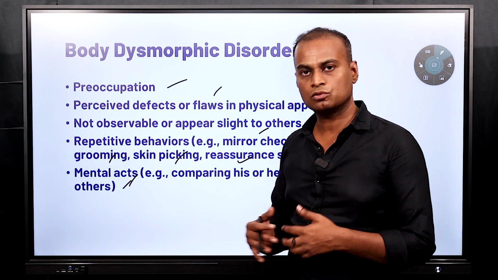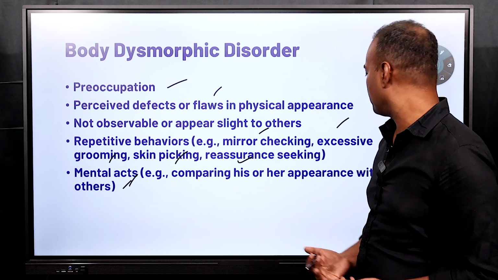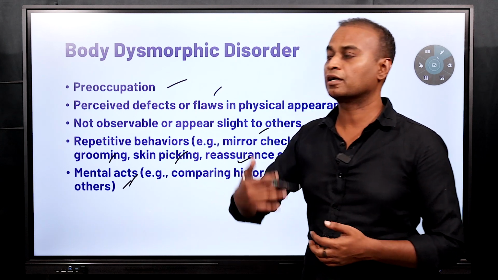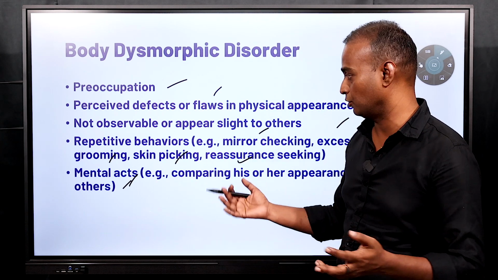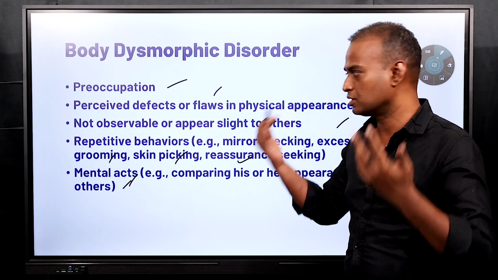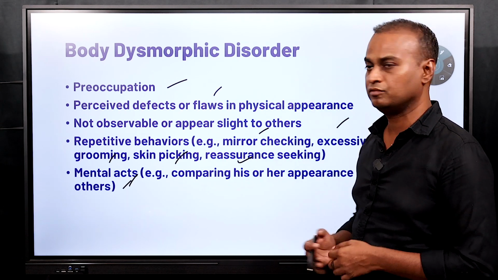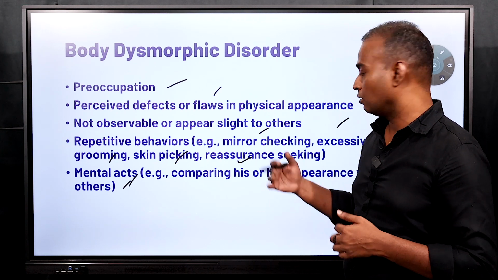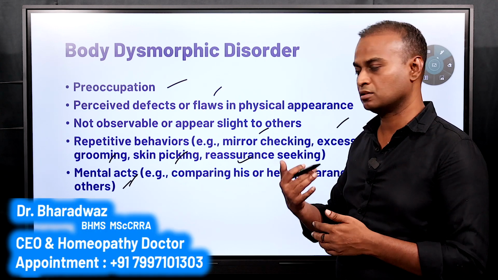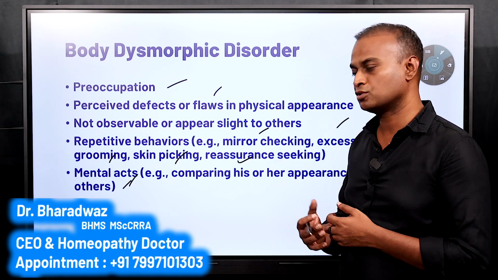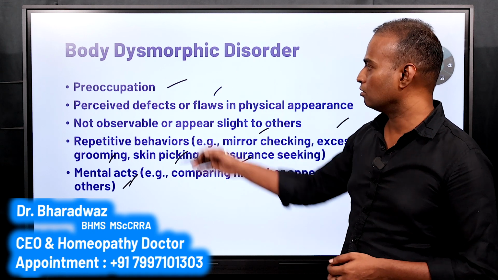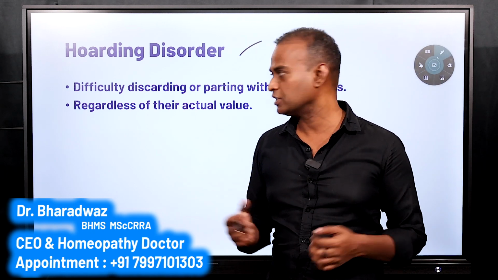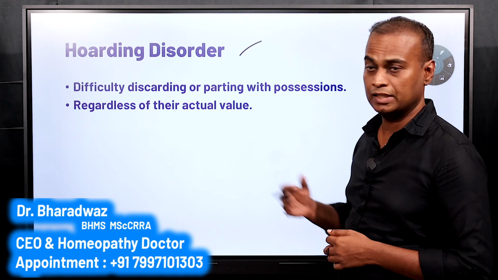They can be mental acts. What are those mental acts? They are always comparing their appearance with the other people in their surroundings, or they can compare themselves with a particular hero or heroine. So mental acts is they always compare, or they indulge in these kinds of repetitive behaviors like checking in the mirror, excessive grooming, skin picking, reassurance seeking. They go to others and always try to impress them, or always try to seek their attention. These all come under body dysmorphic disorder. Hoarding disorder, this is a special type of obsessive compulsive and related disorders.